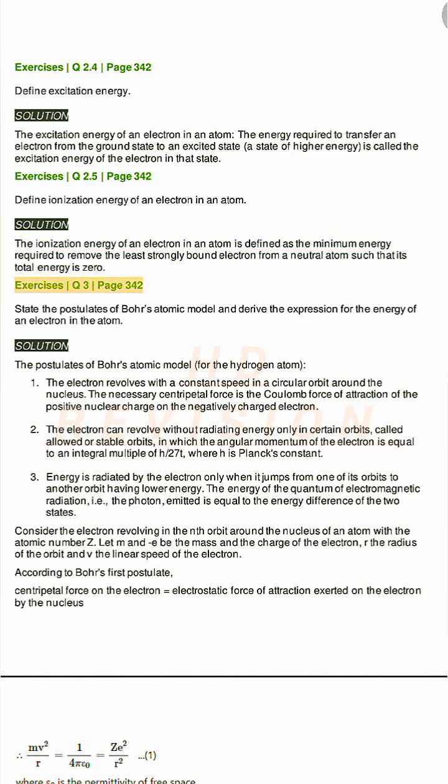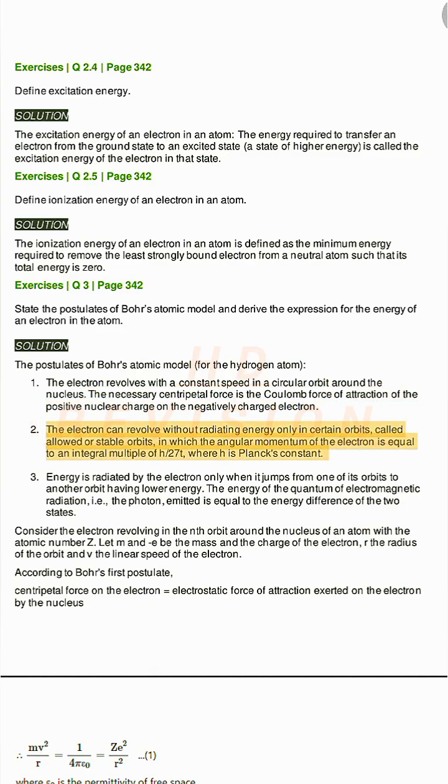Exercises Q3, page 342. State the postulates of Bohr's atomic model and derive the expression for the energy of an electron in the atom. Solution. The postulates of Bohr's atomic model, for the hydrogen atom. 1. The electron revolves with a constant speed in a circular orbit around the nucleus. The necessary centripetal force is the Coulomb force of attraction of the positive nuclear charge on the negatively charged electron.